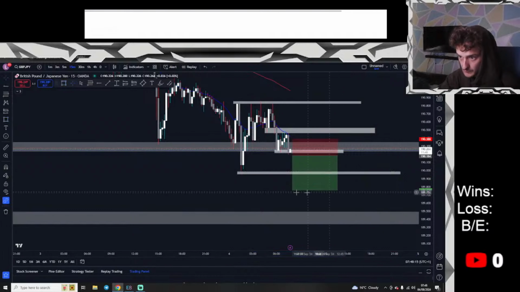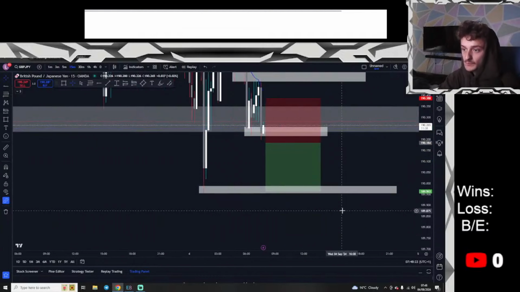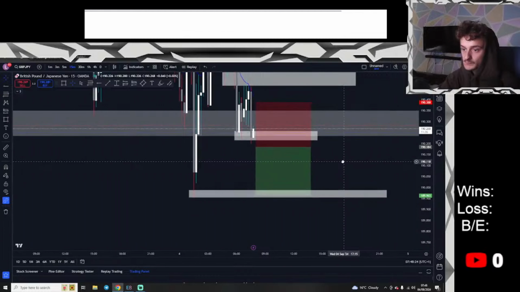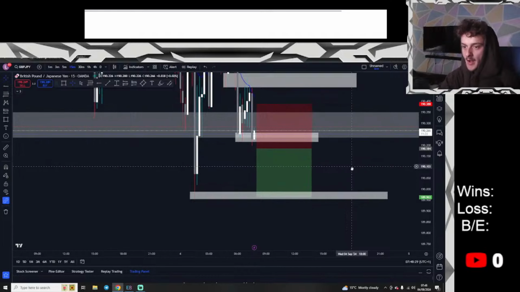So to this previous candle right there, Jesus, stat face. Previous candle right there, that's where we're going to be coming down to. So that's what we're going. As soon as that hits that entry, I'm going to get my sell.